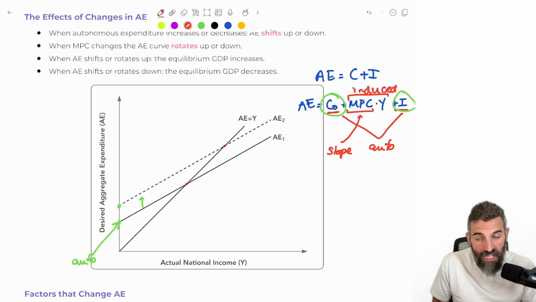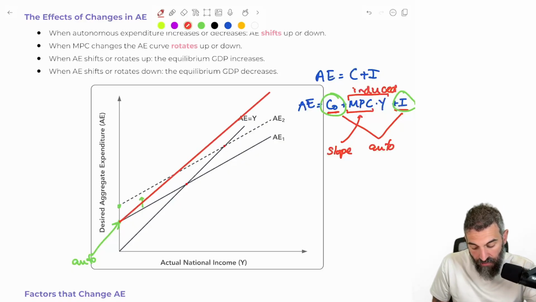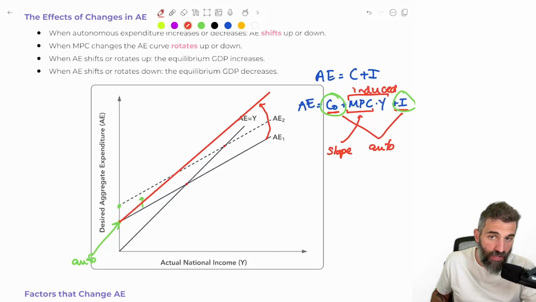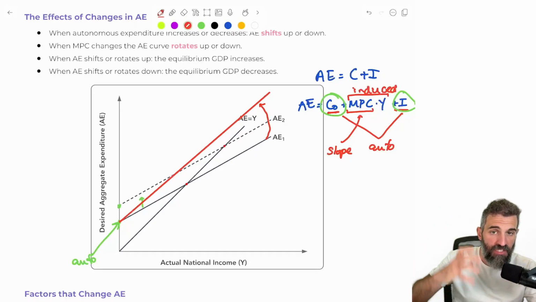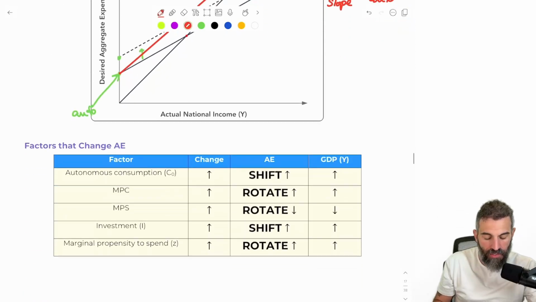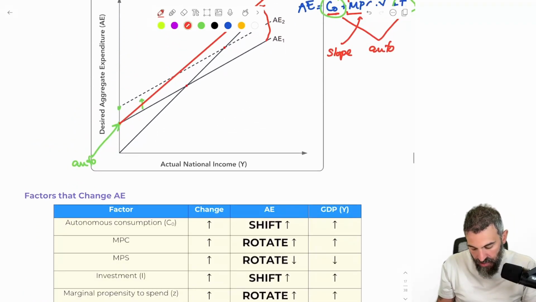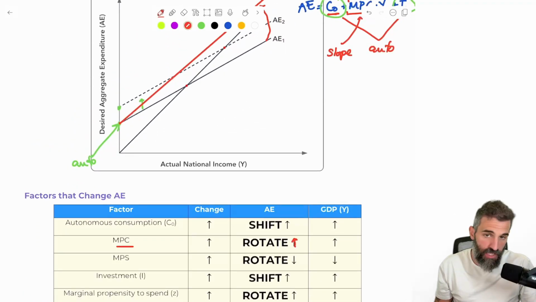That would rotate your line. It would do something like this. The autonomous part would stay the same, but you would have a rotation either up or down. So if you have an increase in the slope, so if the MPC increases, and by the way, all this is written here, you don't have to write it, but you see if you have an increase in the MPC, you're going to have an upward rotation.